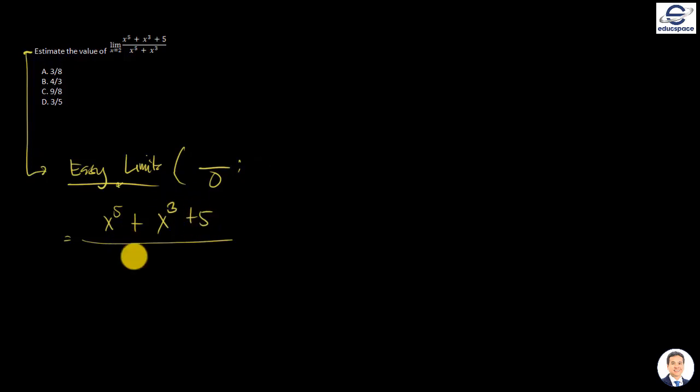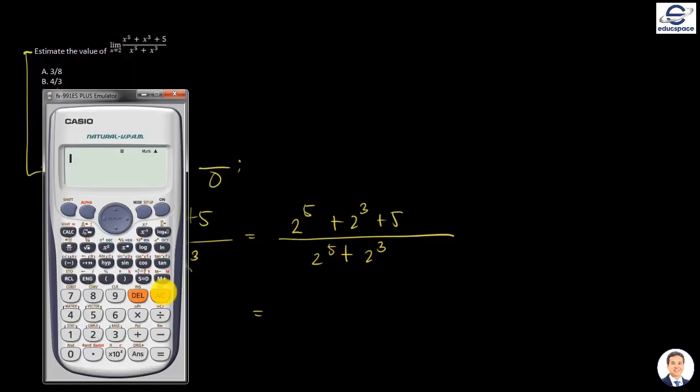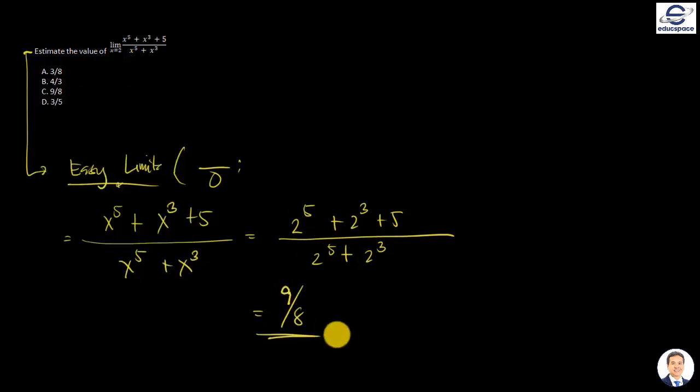So here again, 5 and then x^5 + x^3. Plugging the value of x into the equation, we have 2^5 + 2^3 + 5, and then 2^5 + 2^3. So the answer here is 9 over 8. Again, as mentioned, this one is not open in differential calculus, but for the sake of discussion, I just included this problem. So the answer here is letter C.